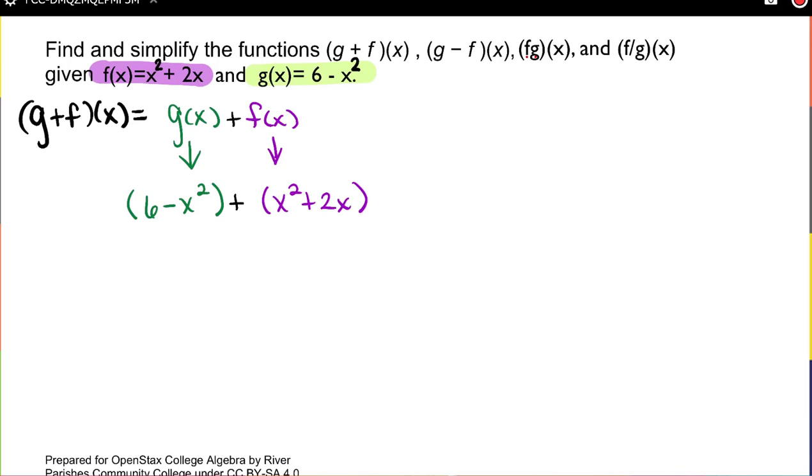So now look at what we have. We have 6 minus x squared. There's nothing to multiply that by, so we can get rid of the parentheses, plus, and we can get rid of the parentheses here, x squared plus 2x. And then we're just going to add together. Are there any like terms? Right off, I see in the center I have negative x squared plus x squared, which will cancel. And that leaves 6 plus 2x, which you can also write as 2x plus 6.